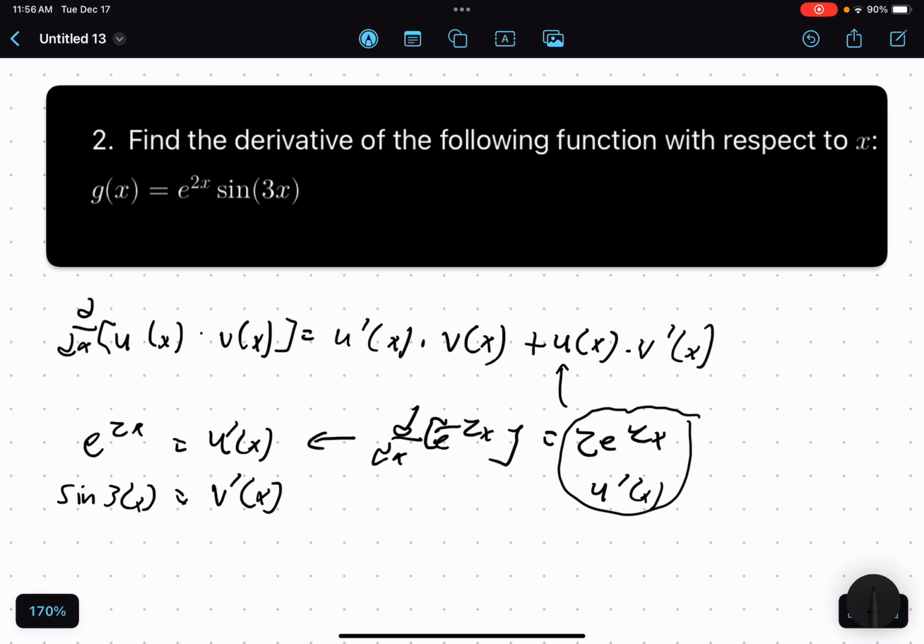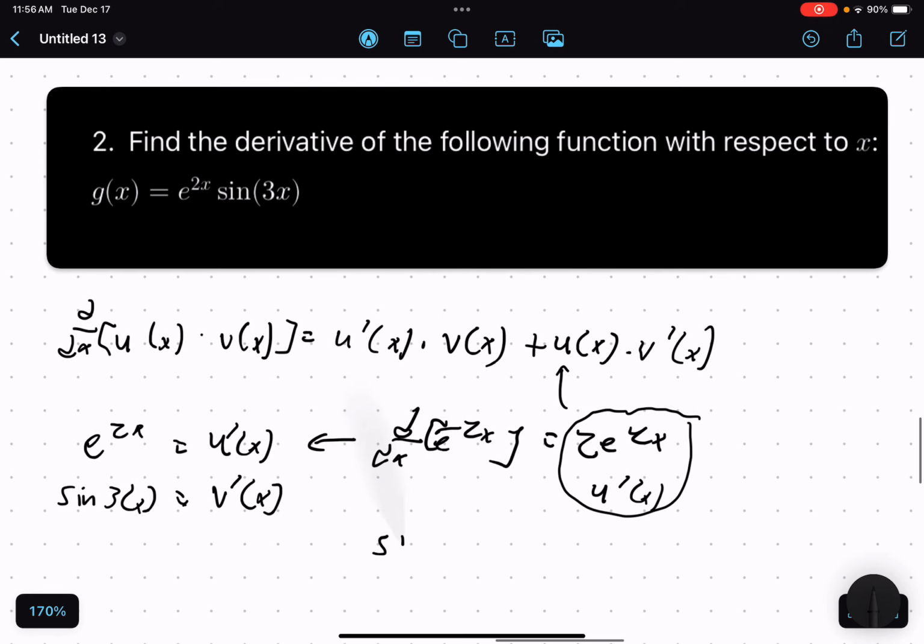And then we have to do it again to sine 3x. Anytime you take the derivative of sine of 3x, it flips into cosine. And using the same application where we put the 2 in front of the e, we're going to put the 3 in front of the sine while keeping the 3x. So it flips to cosine: 3 cosine 3x. And this is going to be equal to v prime of x.